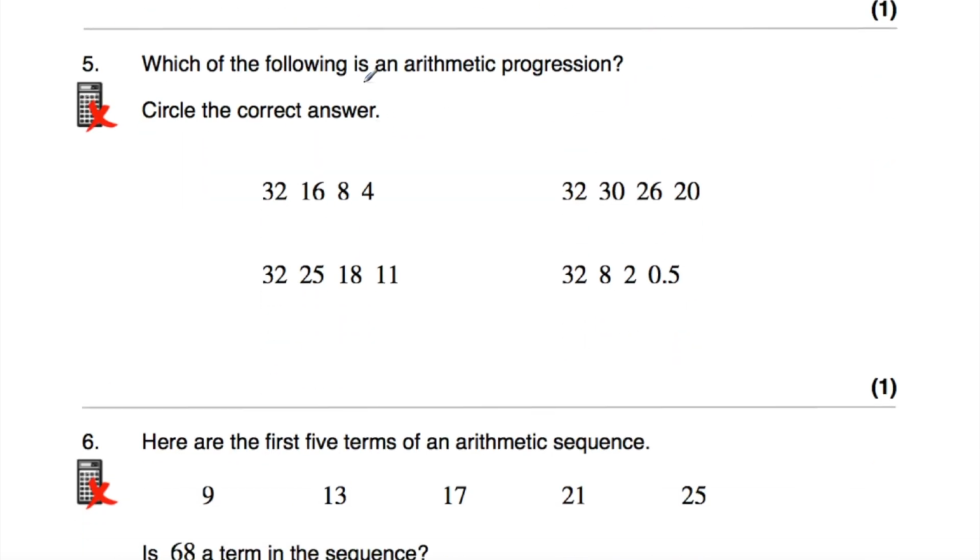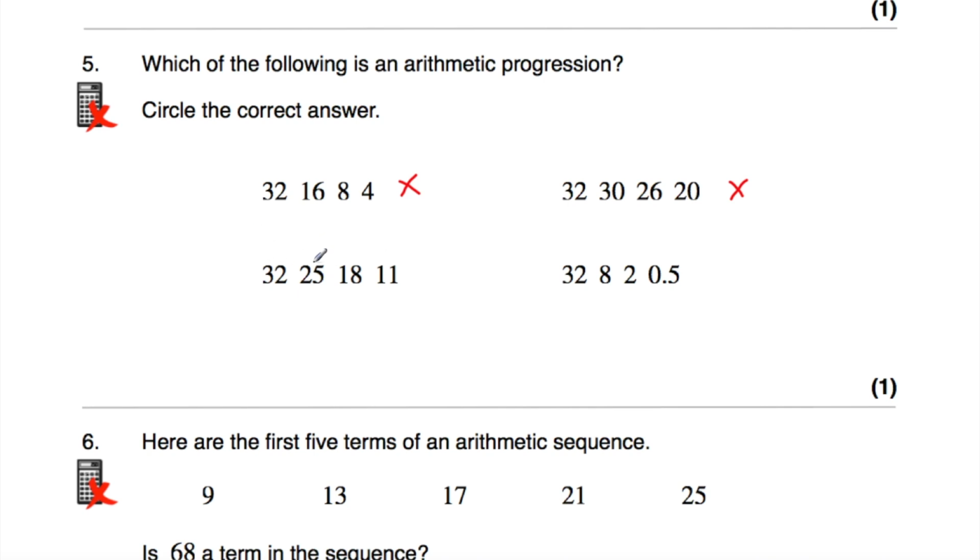So question number 5 again, we've been asked which of the following is an arithmetic progression, and we've been asked to circle the correct answer. So 32, 16, 8 and 4. That's a geometric progression. Each time we're multiplying by half, or we're dividing by 2 each time, so it's not going to be that one. 32, 30, 26, 20. We'll get smaller by 2, it gets smaller by 4 and smaller by 6, so not that one.